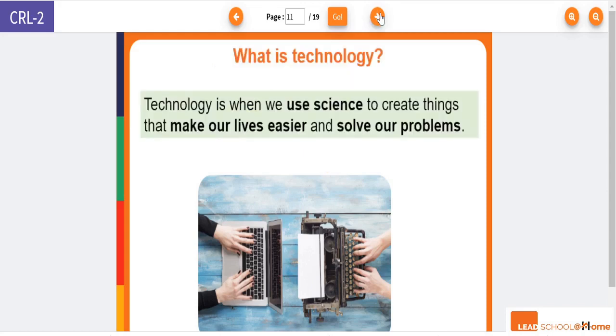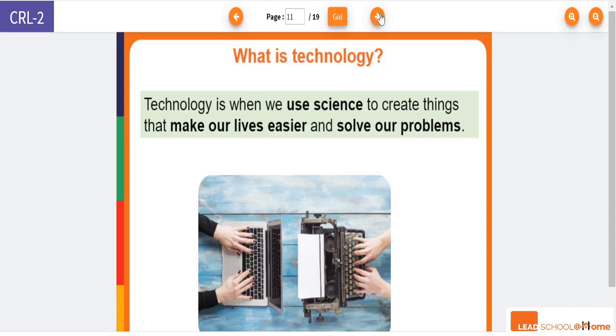Technology is when we use science to create things that make our lives easier and solve our problems. See, there are so many words here. We create things. And how do we create things? We use science. We use science to create things. And what are these things? These are those things that make our lives easier and solve our problems.